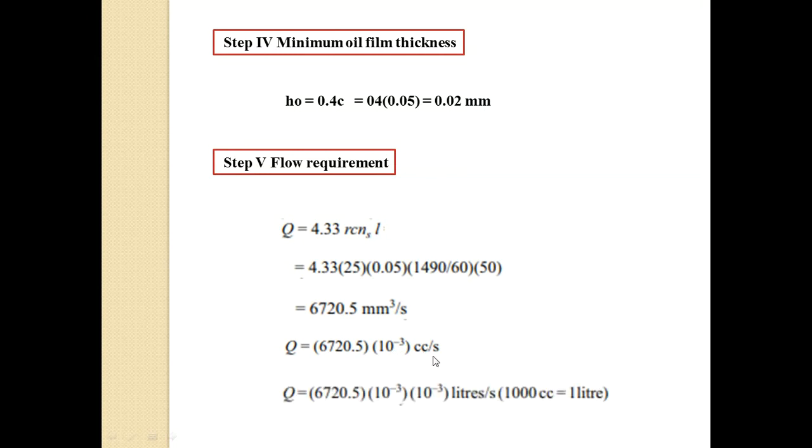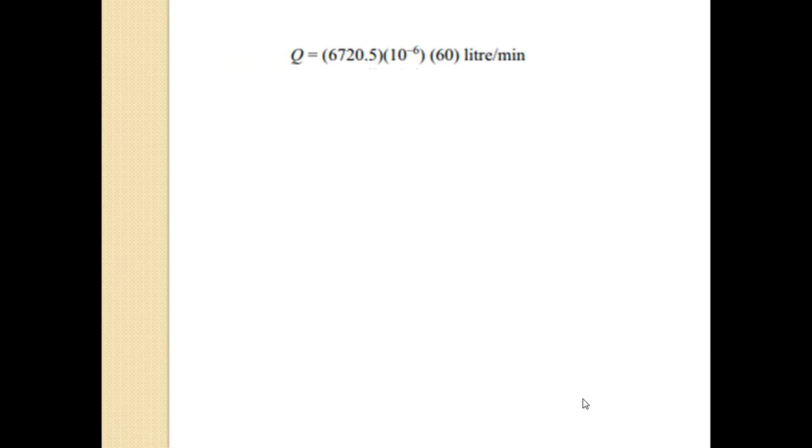Okay, now next, again convert into liters. So 1000 cc is equal to what? 1 liter. Okay, now see here. Q is equal to 6720.5 into 10 raised to minus 3 into 10 raised to minus 3. That is liter per second. Because now see here, 1000 cc is equal to 1 liter. That means 1 cc is equal to 10 raised to minus 3 liter. So 10 raised to minus 3 and 10 raised to minus 3, that means 10 raised to minus 6 is there.